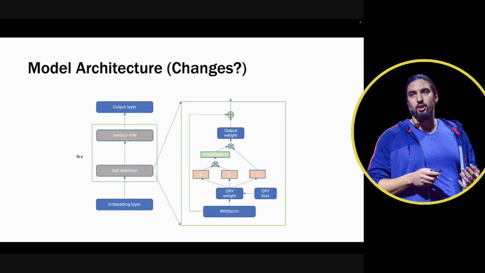Maybe a question on the initialization side. Did you have any insights there? How do you initialize the weights? Do you use something like MuP, or do you use just whatever is default in PyTorch? Any insights there?